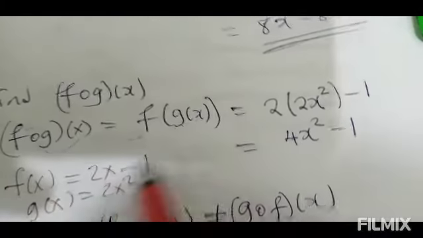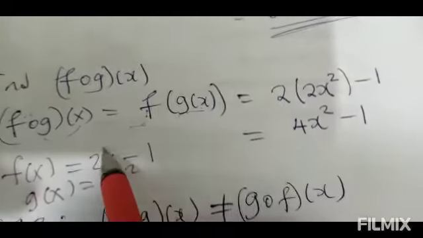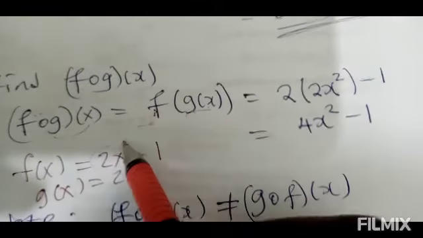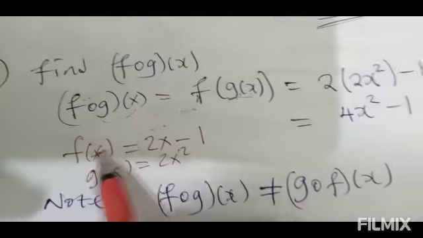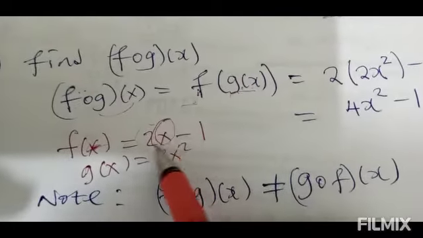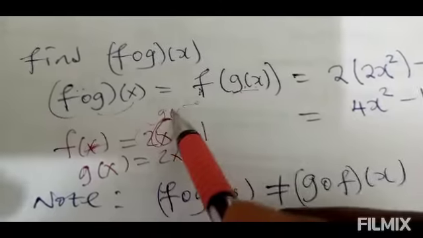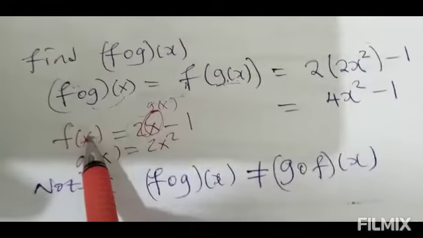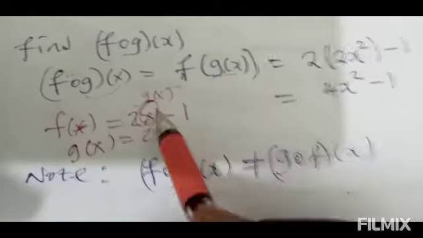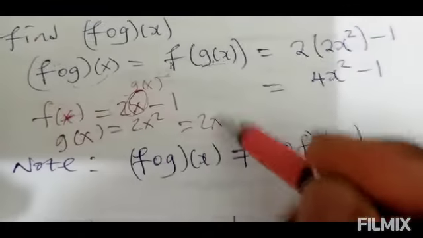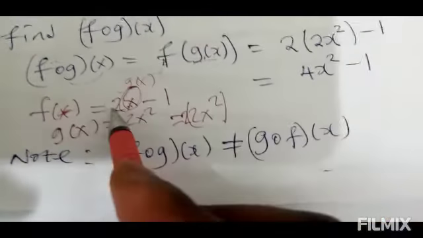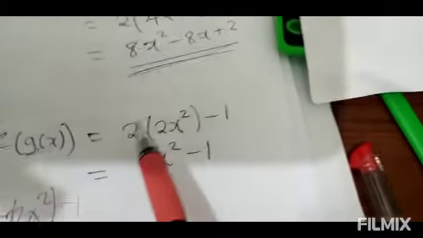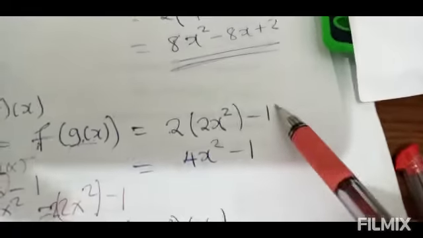So f of g of x, the main function here becomes f. As you can see, g of x takes the place of x. So here you're going to replace x with g of x. What is g of x? It is 2x squared. Where there's x, you replace it. So it's 2 multiplied by 2x squared, then minus 1. This is 4x squared minus 1.